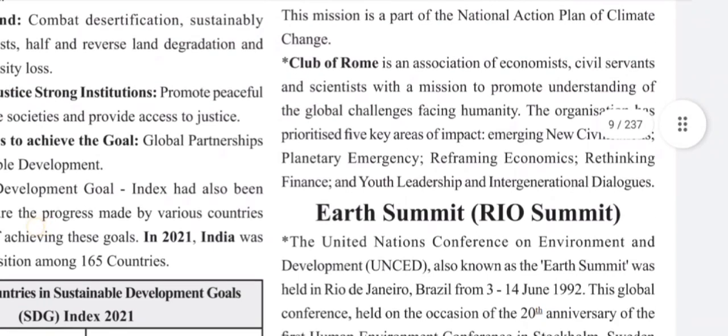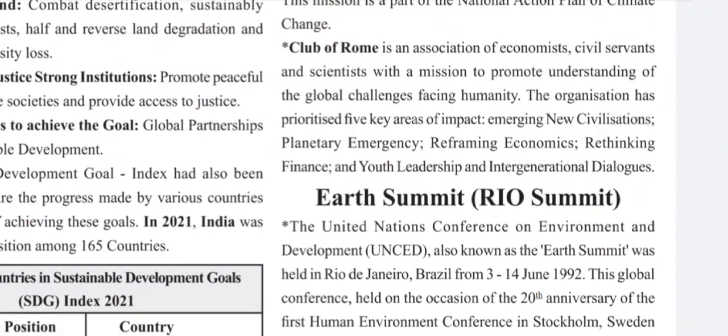Club of Rome is an association of economists, civil servants, and scientists with a mission to promote understanding of the global challenges facing humanity. The organization has prioritized five key areas of impact: emerging new civilization, planetary emergency, reframing economics, rethinking finance, and youth leadership and intergenerational dialogues.